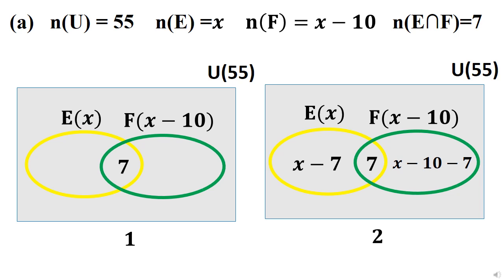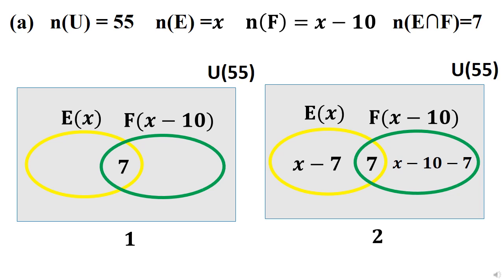Now, we have portions within the circle, and the intersection portion has been shown with 7. That's the intersection number of members that we have, which is both English and French, is equal to 7. So it is on that portion. Now we can see that we have 2 portions within the circles.